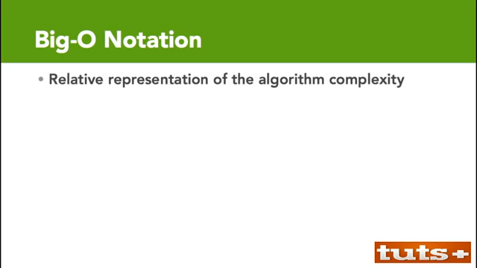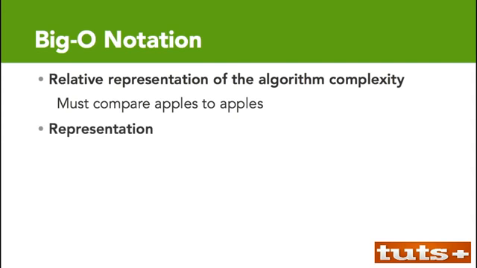You might have heard of Big O notation before. Let's talk about that. Big O notation is a relative representation of the complexity of an algorithm. So what do we mean by relative? When we're talking about relative, we're saying that we can only compare apples to apples. You can't compare an algorithm to do arithmetic multiplication to an algorithm that sorts a list of integers. But a comparison between two algorithms to do arithmetic operations, maybe one does multiplication and one does addition, will tell you something meaningful.